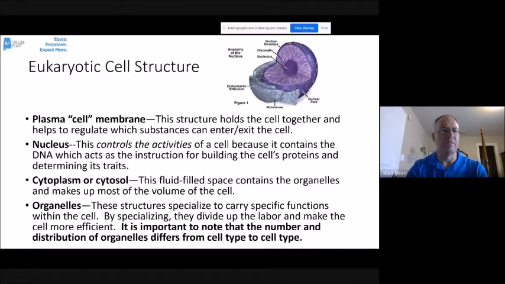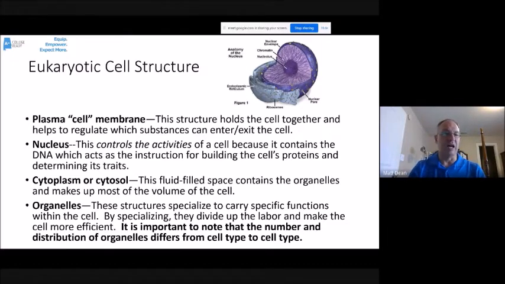So we've already mentioned the membrane, holds the cell together, helps to regulate what can come in, what can exit, helps to maintain a constant internal environment. The nucleus contains the DNA, controls the activities of the cell by telling the cell, make these proteins, here's how to make them. Those proteins then go on to determine the traits of the organism and cause the reactions that happen in the organism to happen.